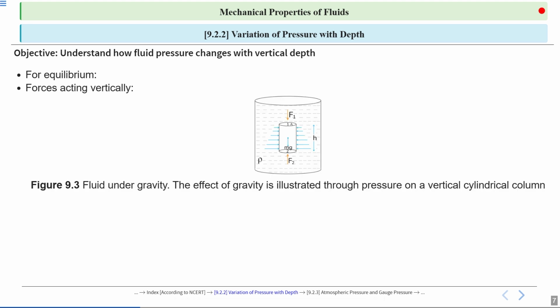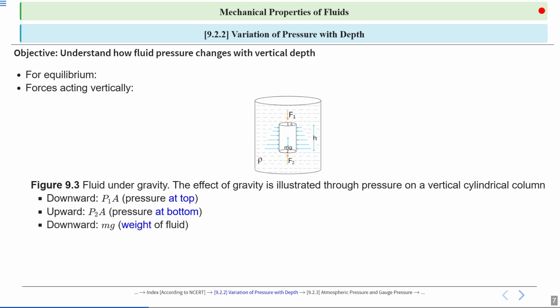So, first, forces acting vertically. So, the downward force at the top of the column is represented by P1A, pressure at top. This is the pressure at the top multiplied by area. Next, we have the upward force at the bottom of the column, pressure at bottom, represented by P2A. This is the pressure at the bottom multiplied by area. And downward is the weight of the fluid, that is mg.